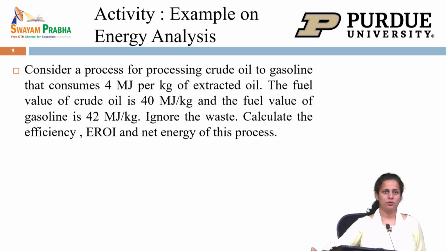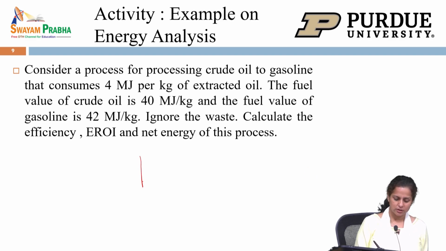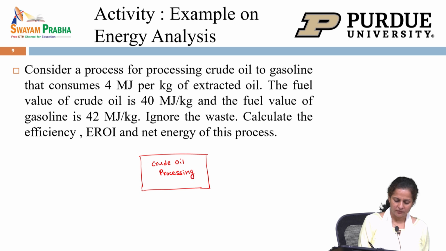So, let us look at the solution. Whenever you have a problem like this, your first step would be to actually draw the process flow diagram, or just the flow diagram of the energy inputs and outputs. So, here in this case, we have a process that is processing crude oil. So, our process can be named as crude oil processing. And the fuel value of crude oil is 40 megajoule per kg.